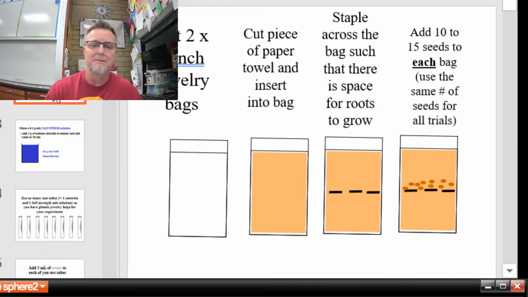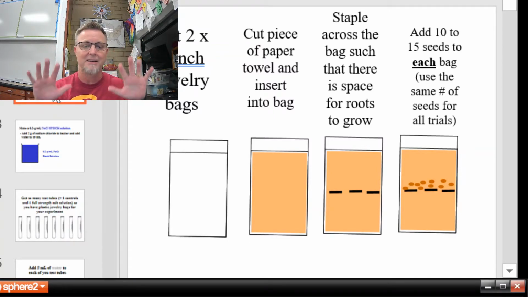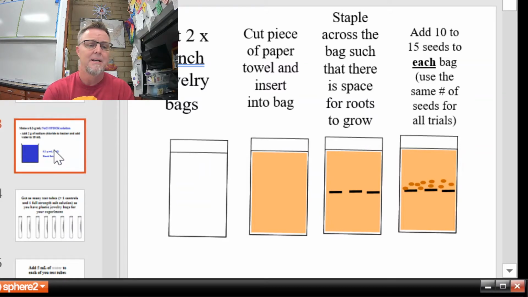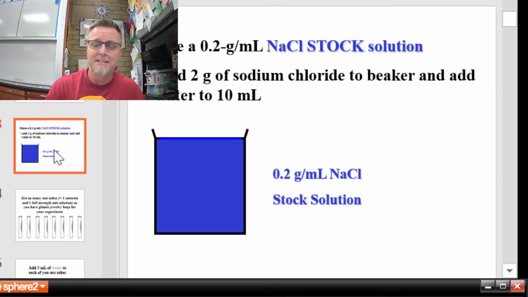It's a nice round number and easy to do statistics with, and I don't even have to take my shoes off because I can count on my fingers 10 seeds, right? That's great. Now, how to do this serial dilution? Well, we're going to start by making a stock solution of salt water. It's a 0.2 gram per mil stock solution.